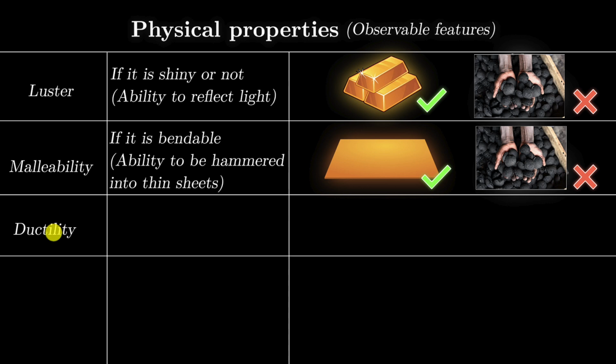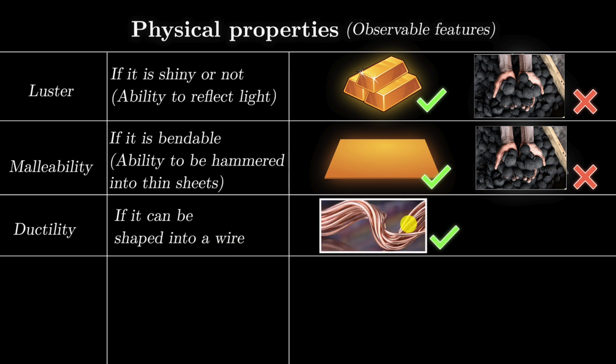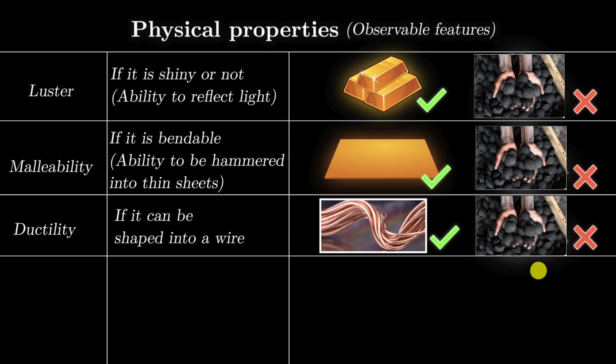Another one is ductility. It tells us whether something can be shaped into a wire. For example, copper is very ductile because you can make wires out of it. But charcoal, again, is not ductile. You can't make wires out of charcoal.